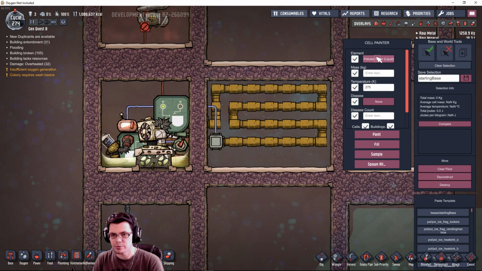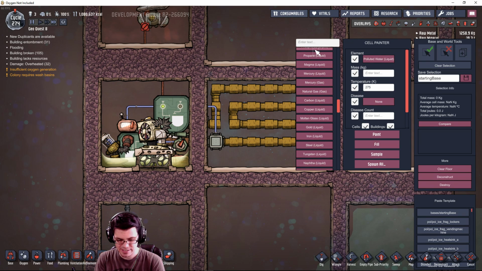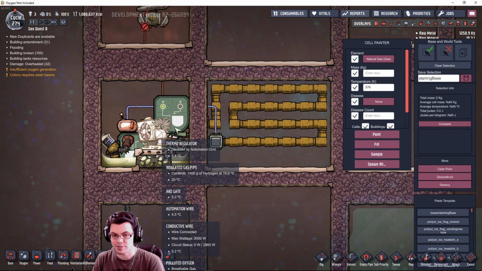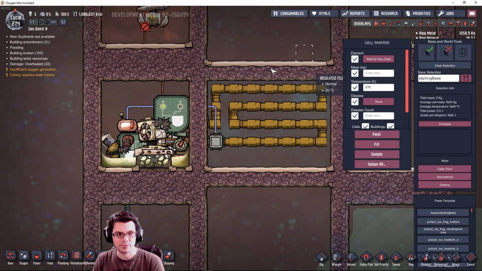Here's what I'm going to do. I'm going to replace this with some oxygen that's nice and hot. Or let's say natural gas. It'll be natural gas at 300 degrees Celsius, right? So maybe we're trying to cool that stuff down to a reasonable temperature using hydrogen and just a thermoregulator. Let's see how that runs.